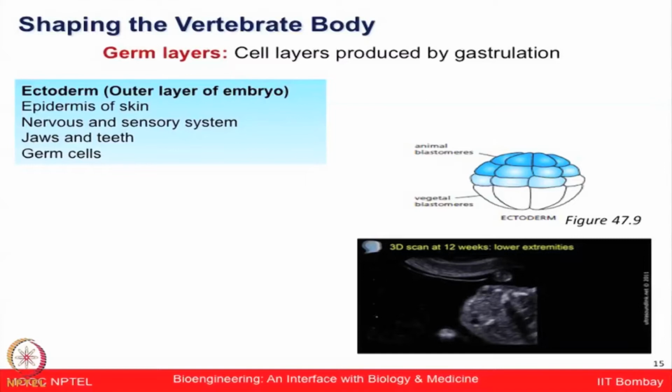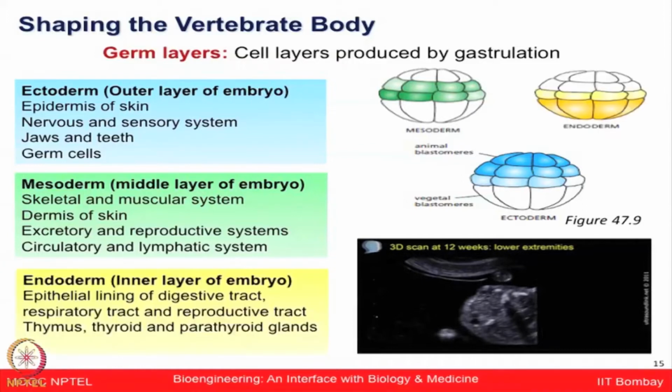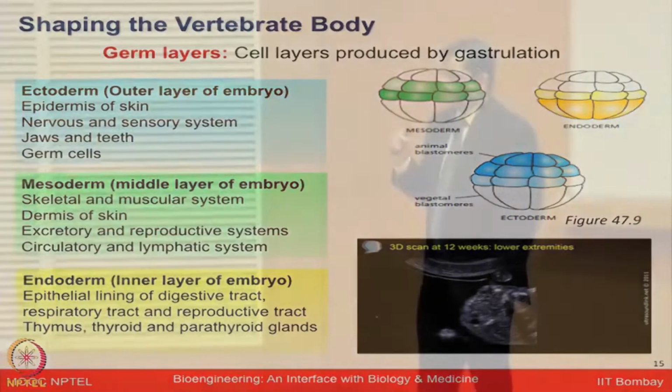So now if you look at the middle part, which is mesoderm, shown in green color, already decided that these layers are going to form eventually the skeletal and muscular system, dermis of skin, excretory and reproductive system, as well as circulatory and lymphatic systems. And now if you look at endoderm, the inside part, they are going to dictate formation of the digestive tract, respiratory and reproductive tracts, as well as some of the glands including thymus and parathyroid glands.